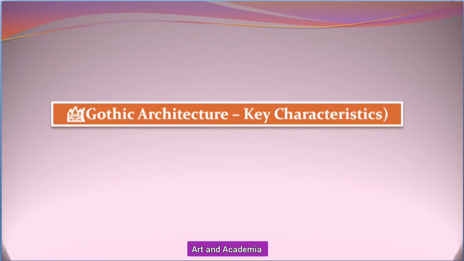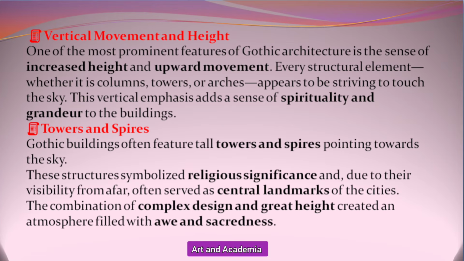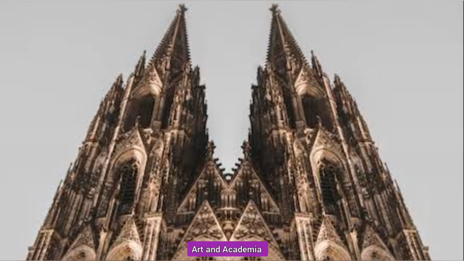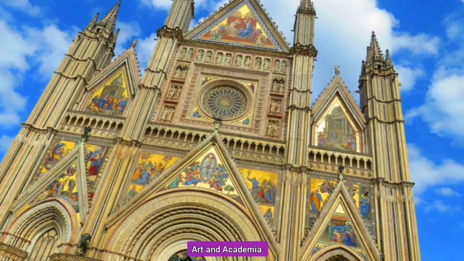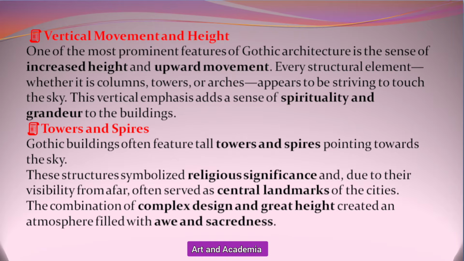Gothic architecture. Key characteristics. Vertical movement and height. One of the most prominent features of Gothic architecture is the sense of increased height and upward movement. Every structural element, whether it is columns, towers, or arches, appears to be striving to touch the sky. This vertical emphasis adds a sense of spirituality and grandeur to the buildings.